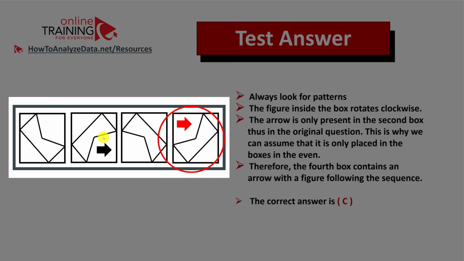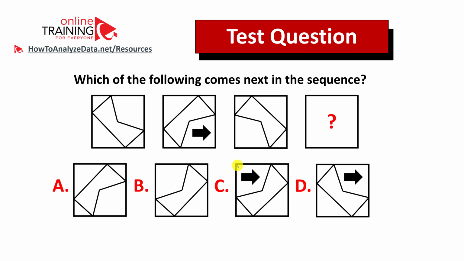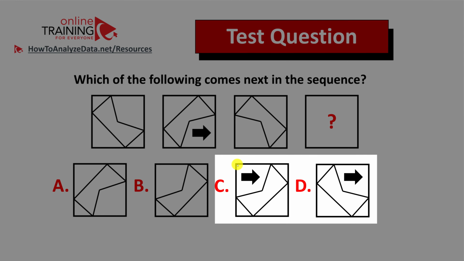There is also a pattern of arrows. You see that the box number 2 has the arrow pointing to the right. And boxes 1 and 3 do not have this arrow. So the arrow is only present in the 2nd box. In the original question, arrow is only present in the 2nd box. We can logically assume that it is only placed in the boxes that are even. Number 4 box is missing, so you can logically assume that the arrow should be present in the box number 4. Among the choices presented, only choice C and D are valid because only they contain the arrow.